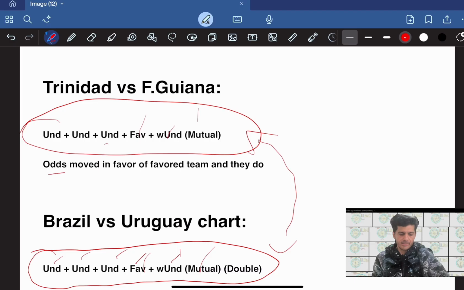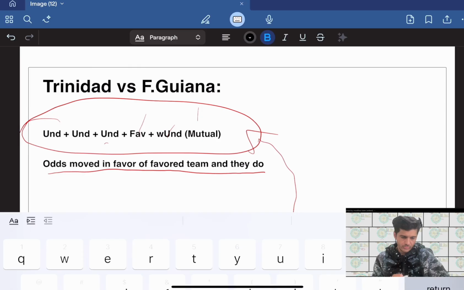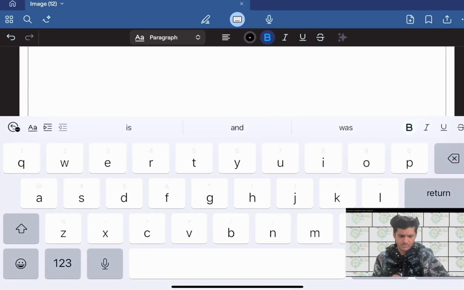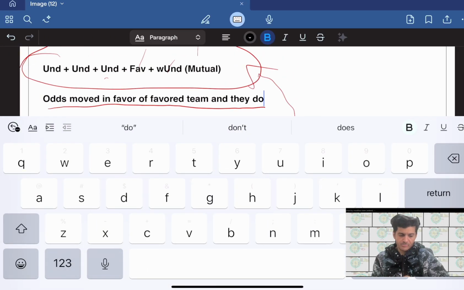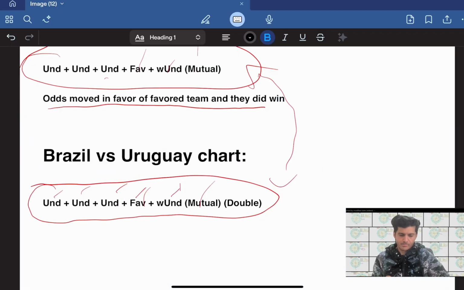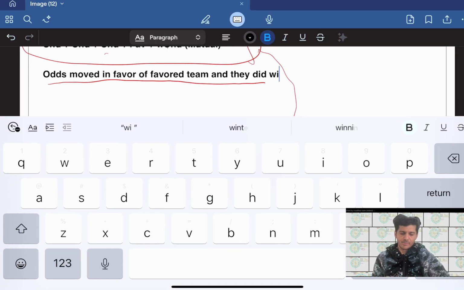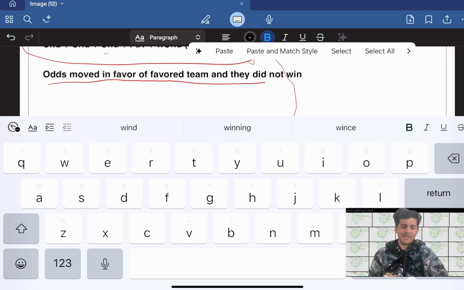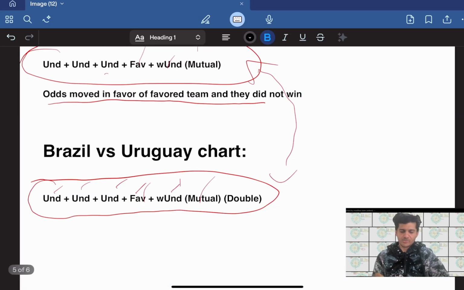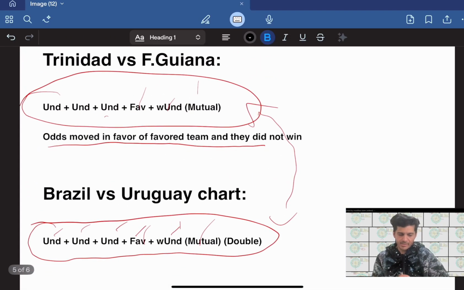So here's a Trinidad and Guyana match. And for some reason it's deleted. Anyway, the odds moved in the favorite team's favor, and they did win, okay? I don't know what happened there. Sorry, they did not win. It was a Brazil game that won, right? All right, so this was the conclusion from the record, the Trinidad game.